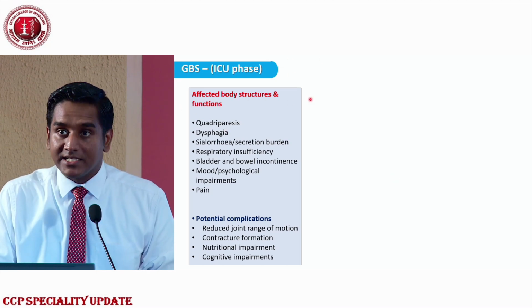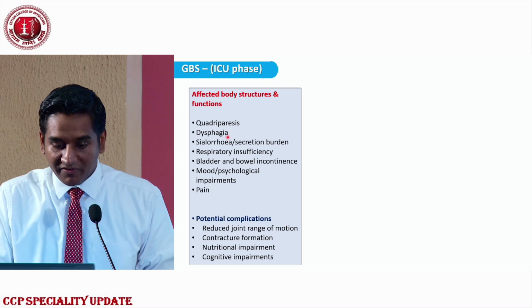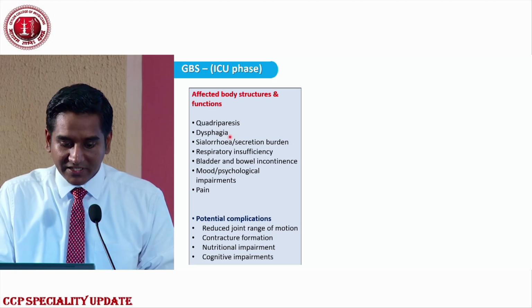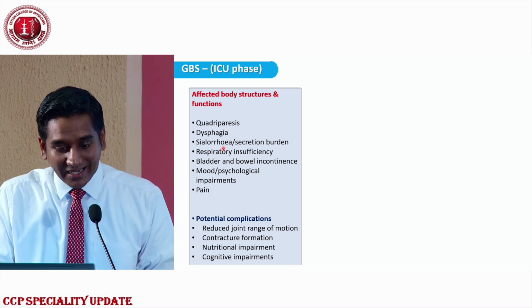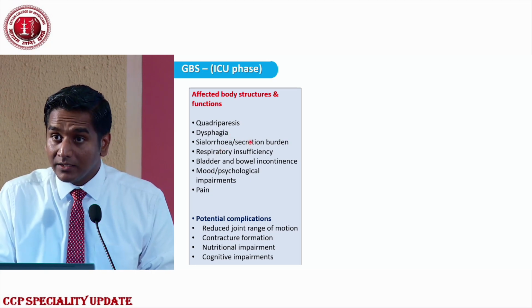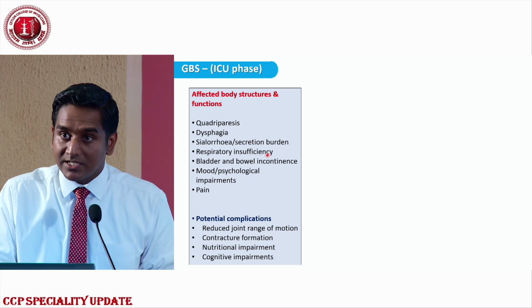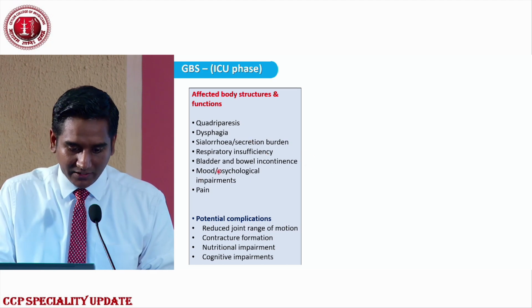Mind you, this is for the ICU phase. So he was quadriparetic. He has severe dysphagia, or pharyngeal dysphagia. He was on NG tube. He had sialorrhea, which is drooling, respiratory insufficiency. He was ventilated, with bladder and bowel incontinence.